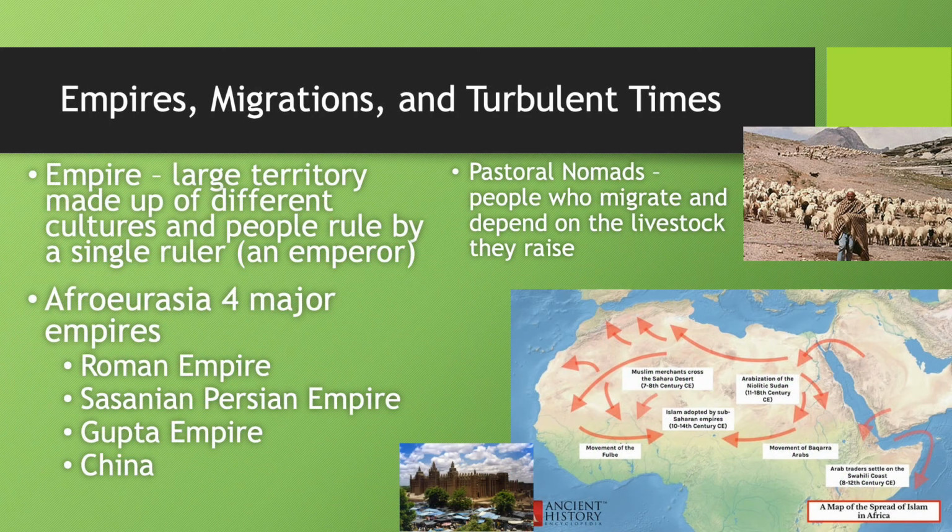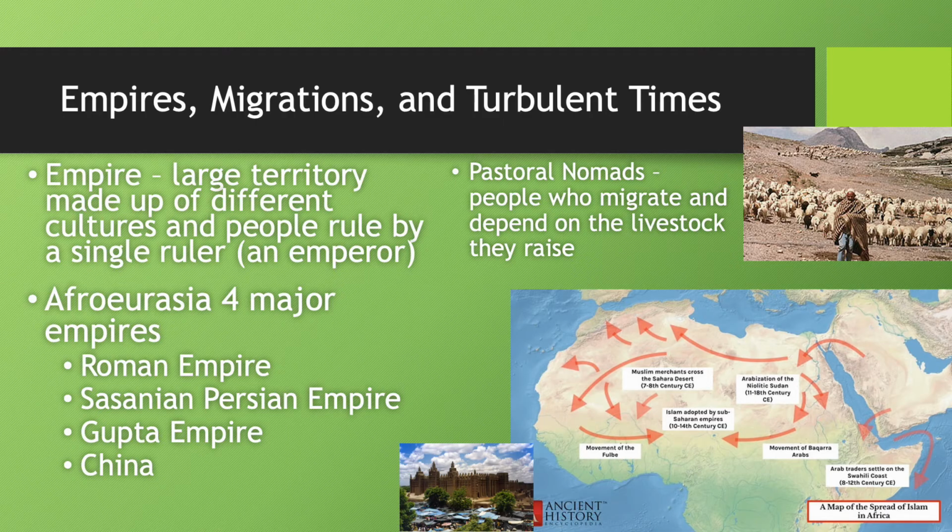The last section that we need to talk about when we're talking about 300 CE, the start of the Middle Ages, we have to talk about empires, migration, and turbulent times. So all of these things facilitated people being interconnected and intermingling. So an empire is a large territory made up of different cultures and people ruled by a single ruler, or an empress in some cases.